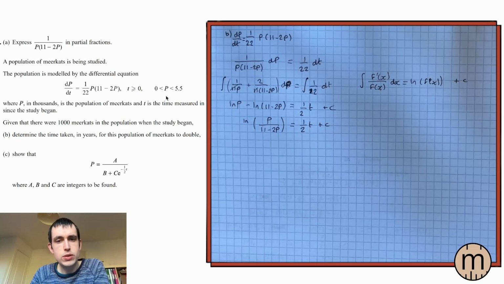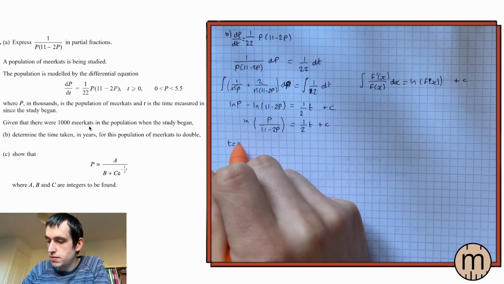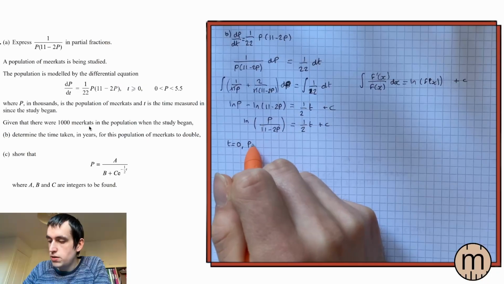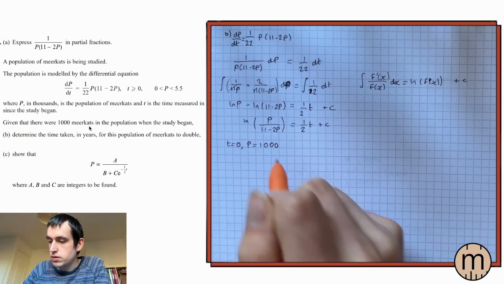I wonder what c is equal to. Well, we're given a condition down here that there are 1,000 meerkats at the start. What's the time at the start? Well, it's 0, hasn't started yet. So when t is equal to 0, p is equal to 1,000.